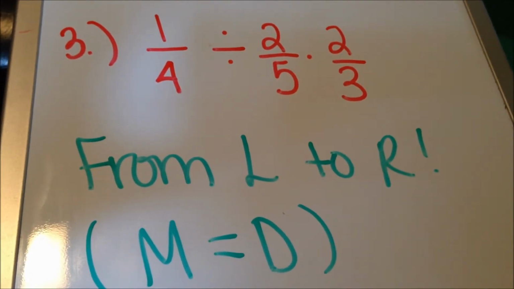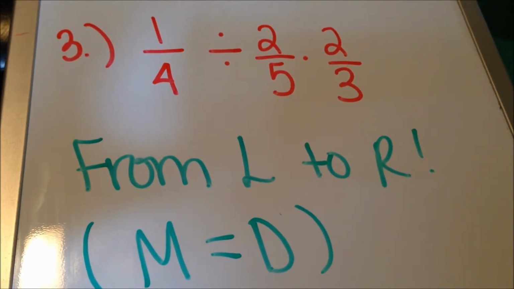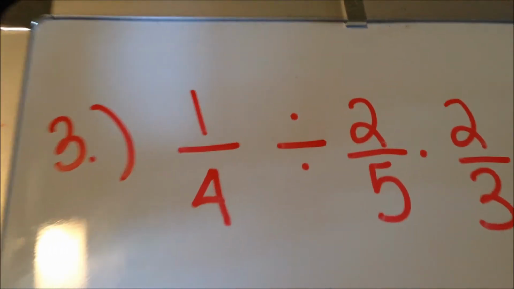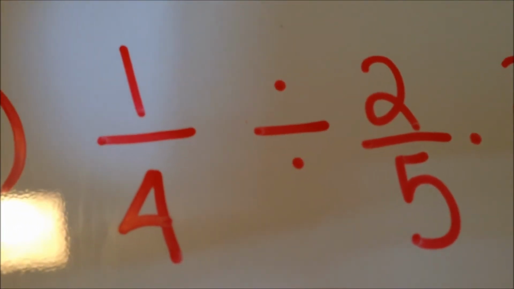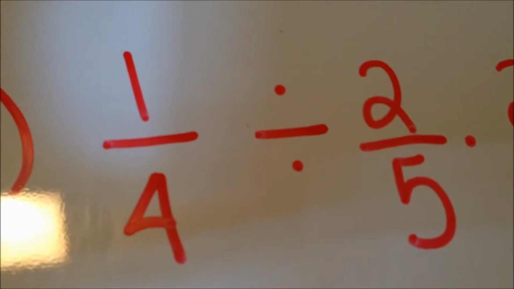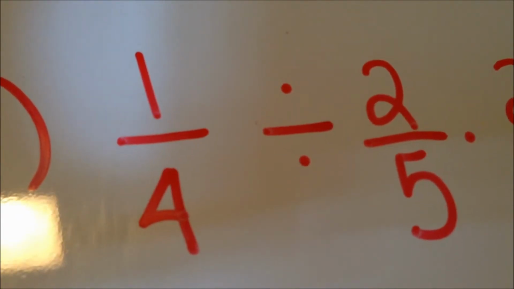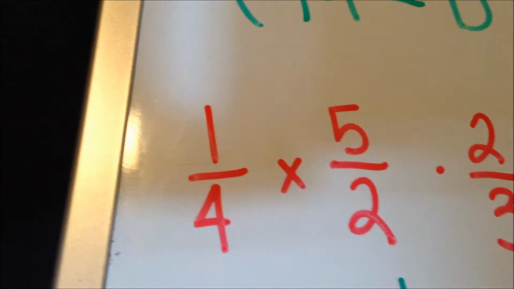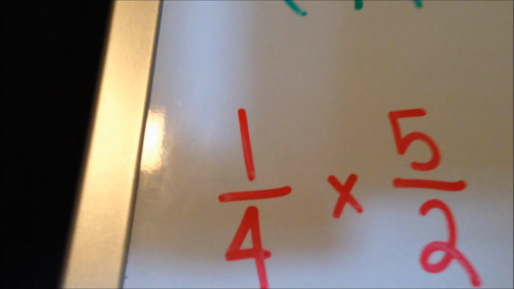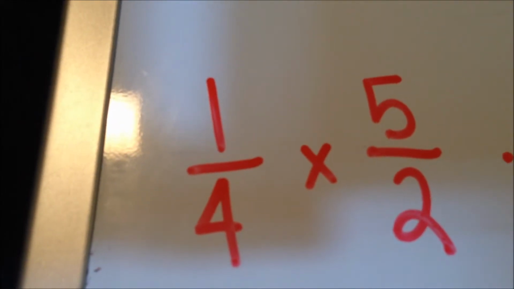They have equal priority. So you simply work from left to right, which means we're going to do the division first. 1 over 4 divided by 2 over 5. So the very first thing when focusing on this first part is to convert 2/5 into 5/2 and then change that division into a multiplication. So that's what we have right here. I wrote out the rest of the problem, but still we're focused on 1/4 times 5/2.